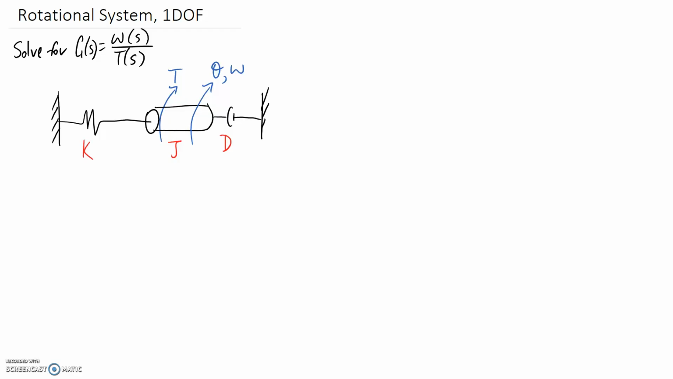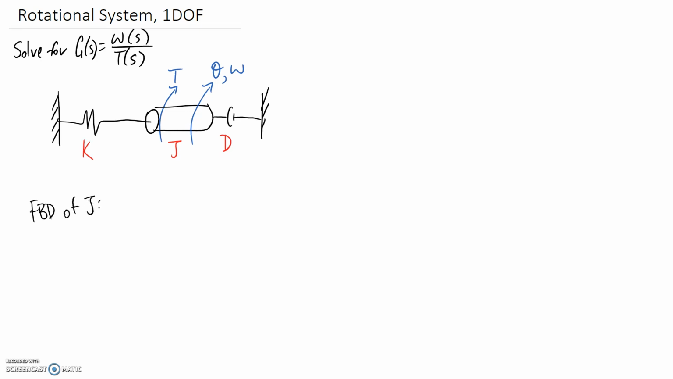So in this video, we're going to try and solve for the transfer function G, which is equal to omega divided by T. Omega is the speed that we're measuring at this point on the shaft, and T is the torque that's applied to it, and it's drawn in here. So let's start by drawing the free body diagram.